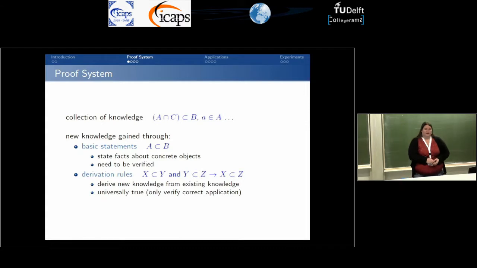The other way of gaining knowledge is through derivation rules. The example here from set theory is if X is a subset of Y and Y is a subset of Z, then without actually knowing what X, Y and Z are, we know already that X must be a subset of Z. So the idea here is that we take existing knowledge and we derive new knowledge from that, and those rules are universally true. So a verifier does not need to take a look at the concrete sets anymore, it just needs to see if the rule was applied correctly.